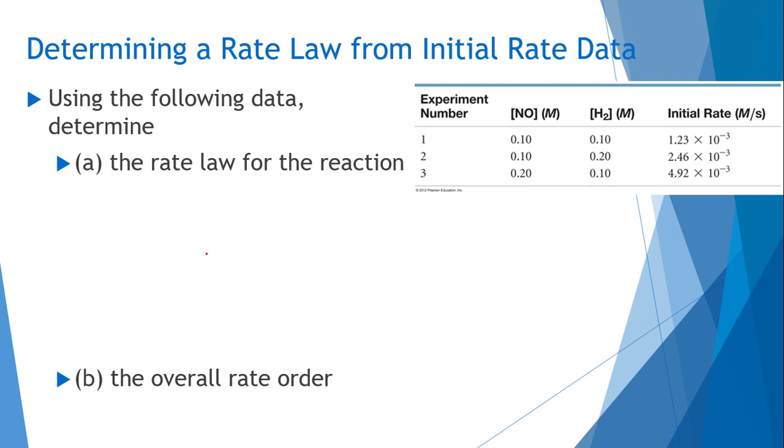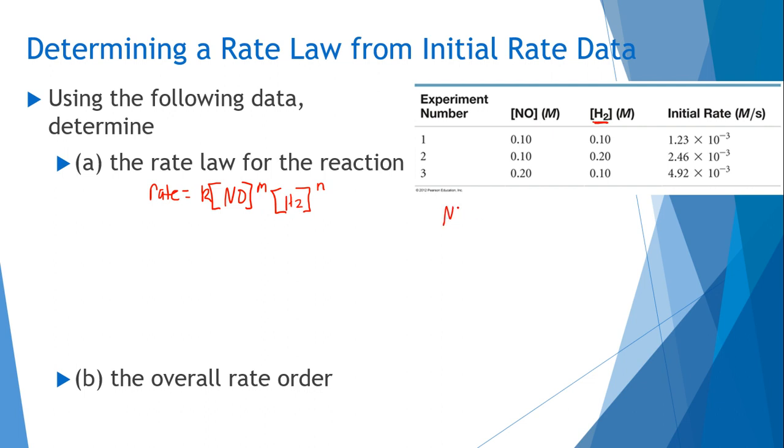Okay, so let's try to go through this. Let's set this up. Remember, rate equals k. And we're going to plug in our first one, which is the concentration of NO to some kind of M power, times the concentration of H2, because that's the other one in the data set, to some N power. And so we need to figure this out.